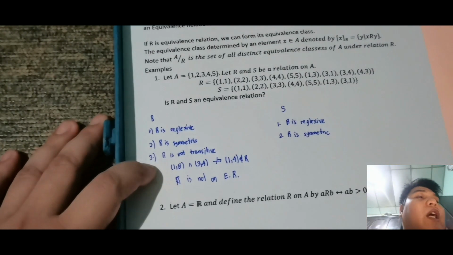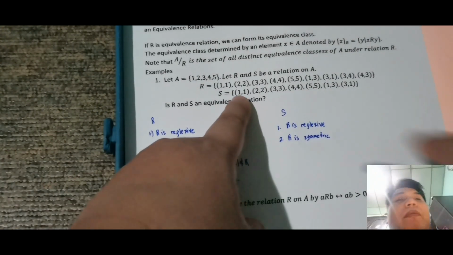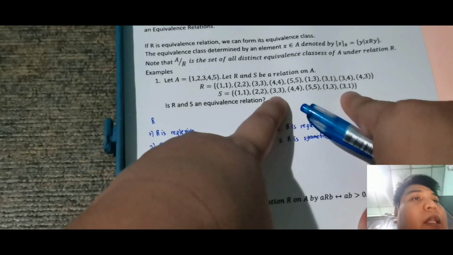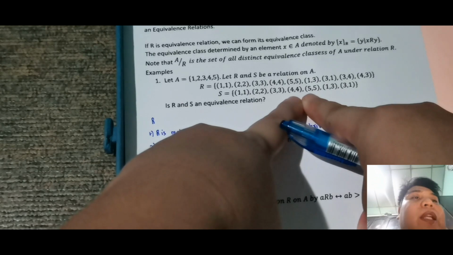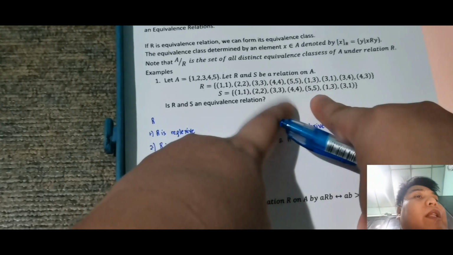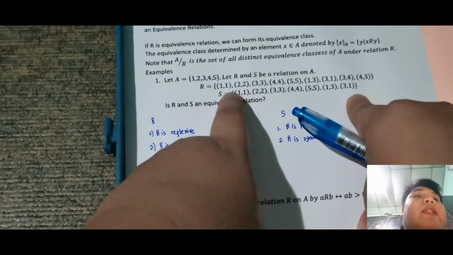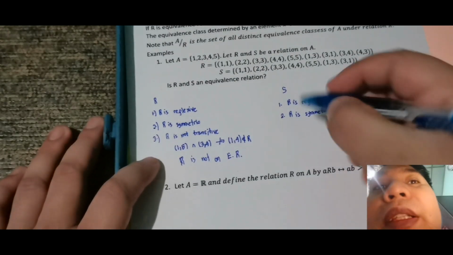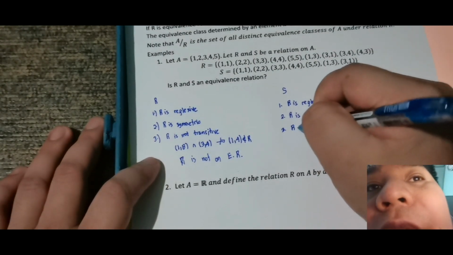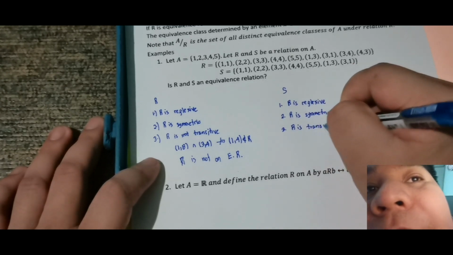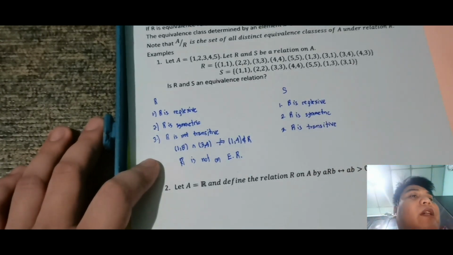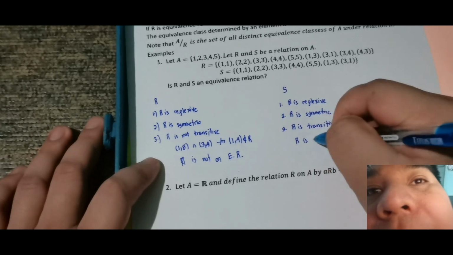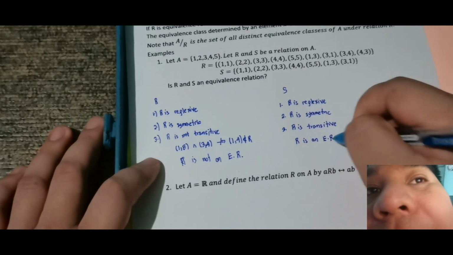Okay, ngayon check natin kung siya ay transitive. 1, 1, 1, 3, 1, 3. 2, 2, wala. 3, 3, 3, 1, 3, 1, yes. 4, 4, 4, 4. 5, 5, wala na. 1, 3, 3, 1, ulit 1, 3, 3, 3, 1, 3. 1, 3, 3, 1, 1, 1. 3, 1, 1, 3, 3, 3. Nandun lahat. Tama? So, obviously siya ay transitive. So, number 3, S is transitive. Since S is reflexive, symmetric, and transitive, therefore, S is an equivalence relation.